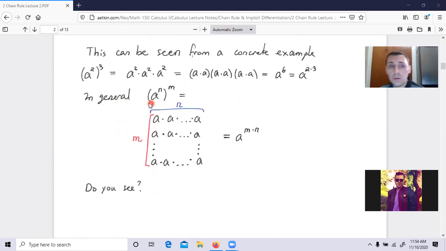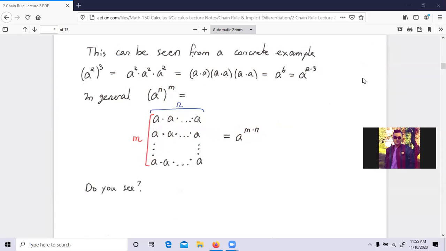And in general, how do you see a to the n to the power m? You can put it in a matrix, right? So I have, matrix is this. You see, we have here a to the n, 1 copy. Then we have another copy. Then we have another copy, and we multiply them all. How many multiplications do we carry out? This is a to the n, this is another a to the n, this is another a to the n. Altogether, they're going to be how many copies of a? M multiplied by n. Do you see? So a to the n to the power of m is going to be a to the m multiplied by n. Are you with me, guys?